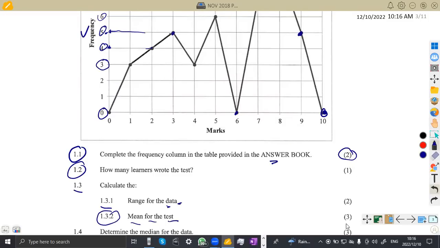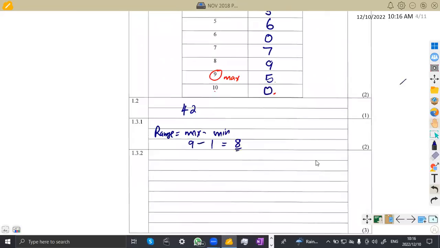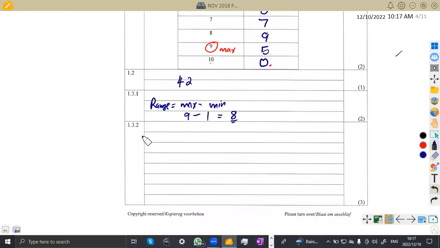Then the mean for the test. Remembering that mean, we can take this from the table that we have. Let's get back to that page. So this is the mean. We can even calculate it here. Let's just hope it's going to be fine. Remember that mean is given as x bar, which is the sum of terms over the number of terms.